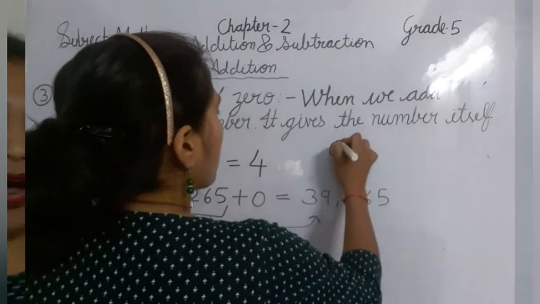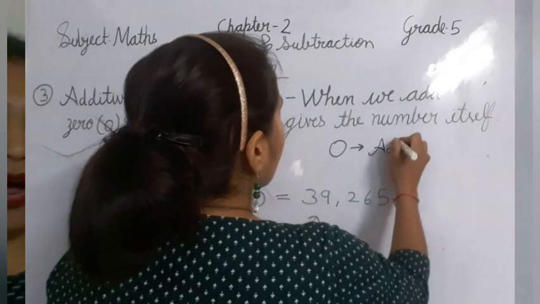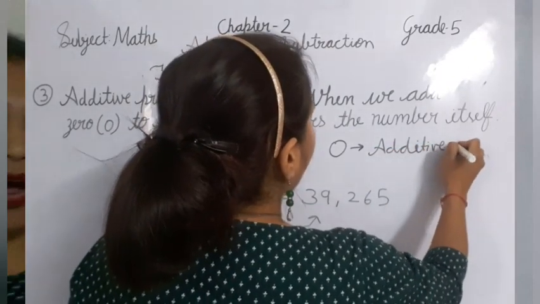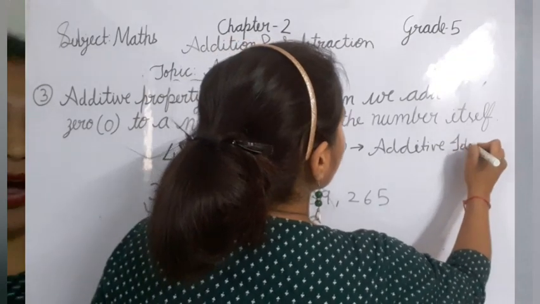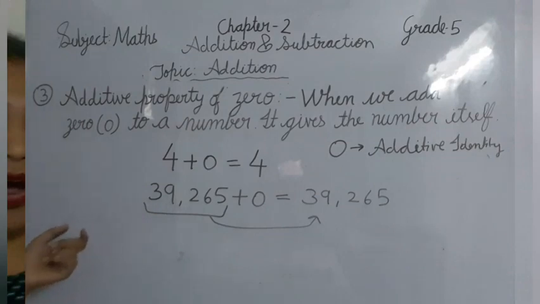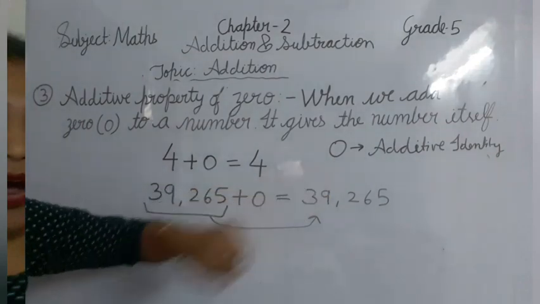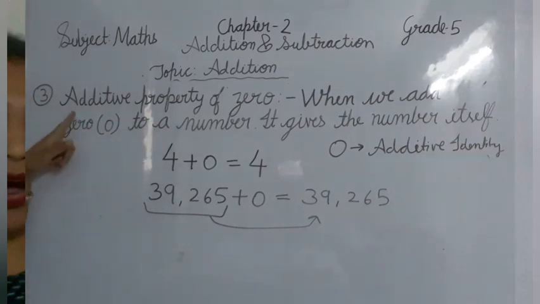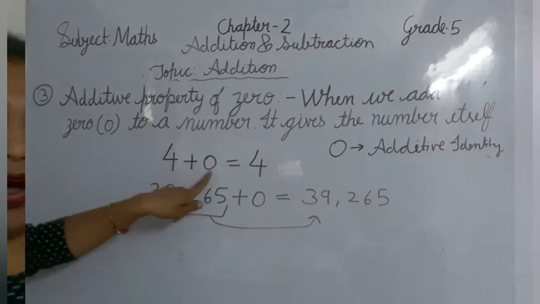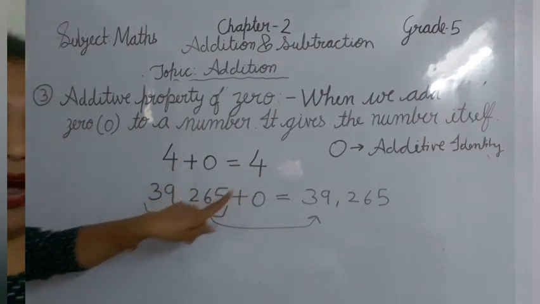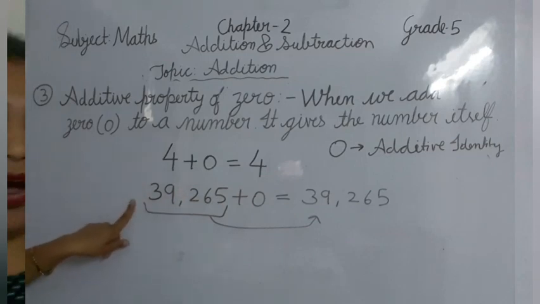The 0 is called additive identity. Okay, what is 0 called? The 0 is called additive identity. Okay, so this is the additive property of 0. Again, I am repeating what is the additive property of 0. When we add 0 to any number, then we will get the number itself. Okay, this is applied for larger numbers also.